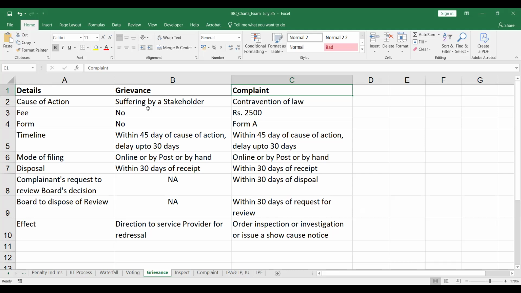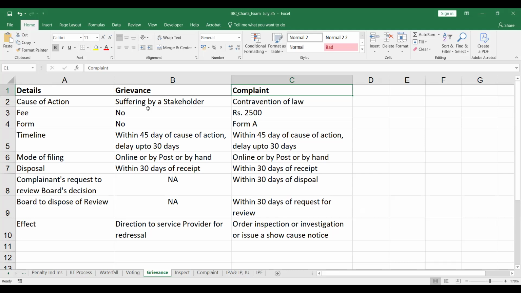And whether complainant can request review of the board's decision, this is applicable in case of complaint. So within 30 days of the disposal, complainant can request the board to review its decision, and board shall dispose of the review within 30 days of the request for review.